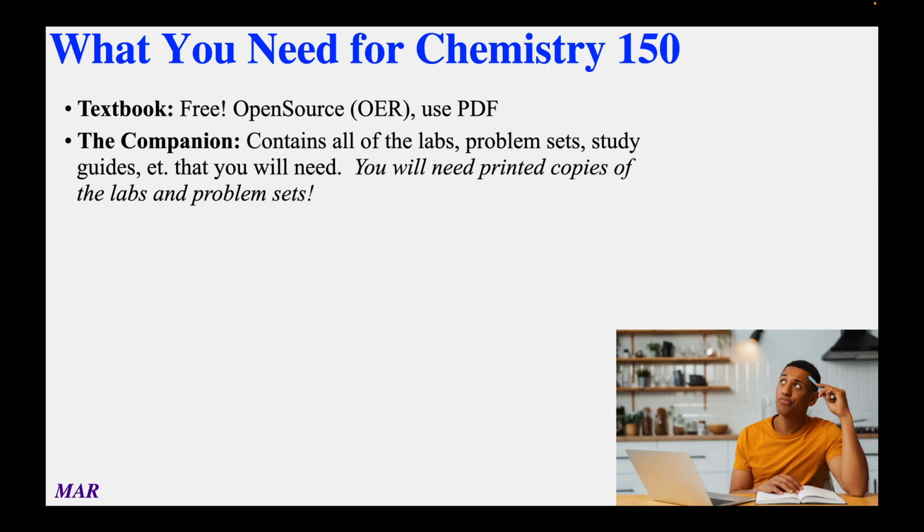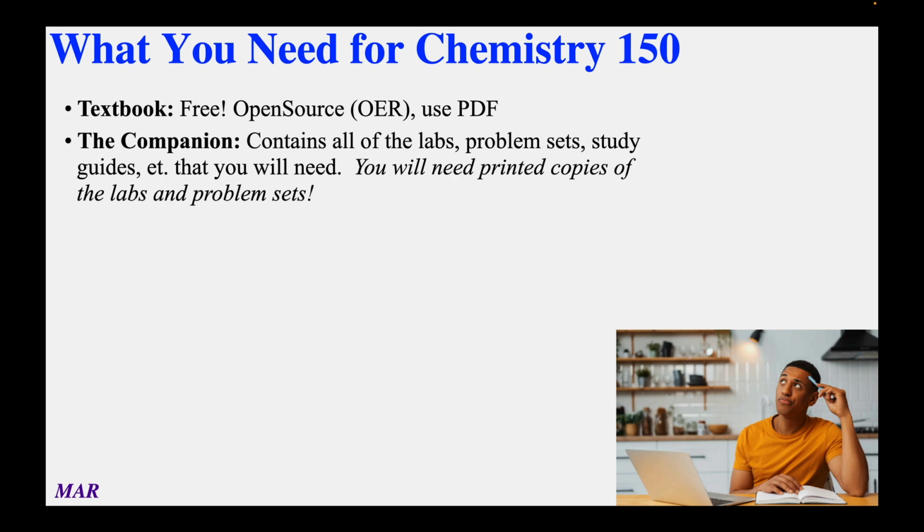For this class, for Chemistry 150, there's a couple things you'll need. First of all, the textbook is a free download. It's an open source. They call it OER, which means it's absolutely free and legal to download and use. And I would just use the PDF version. You can use it on your computers, on your phones, whatever is convenient for you. You can buy a physical textbook, but I don't recommend it. Usually people are okay with the digital version.